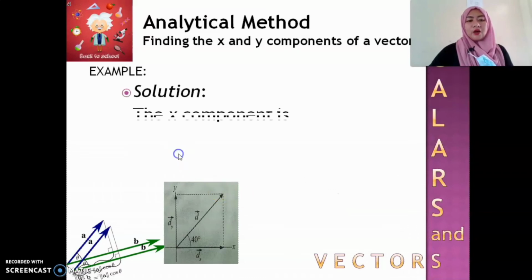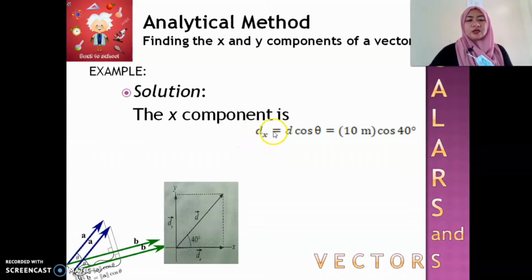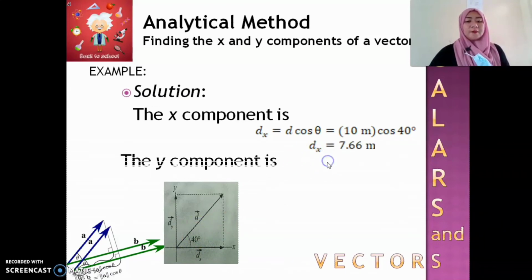Okay, how are we going to do that? We know that the x component is equal to our displacement times the cosine of the angle, because we are looking into the x component. So just substitute the value of the displacement, which is equal to 10 meters, times the cosine of the angle. Our angle is 40 degrees. So we'll get our x component is equal to 7.44 meters.